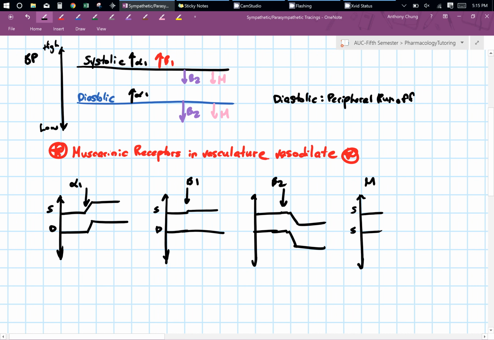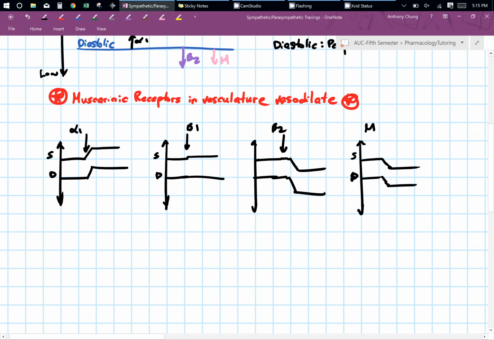What happens? Up, down, down. So these are all blood pressure, remember. And they both go down equally. So now, here's the cool thing. Norepinephrine is really neat. Norepinephrine has multiple effects, and all you have to do is kind of merge them together.